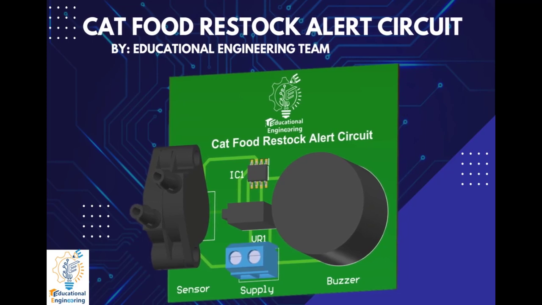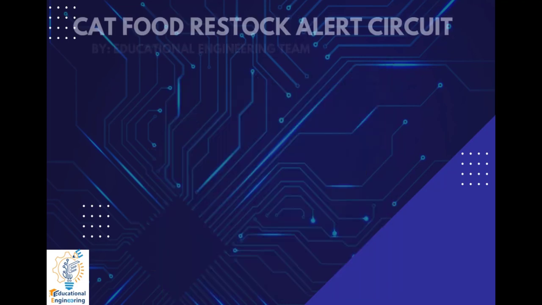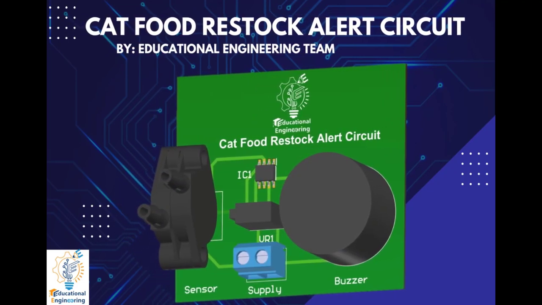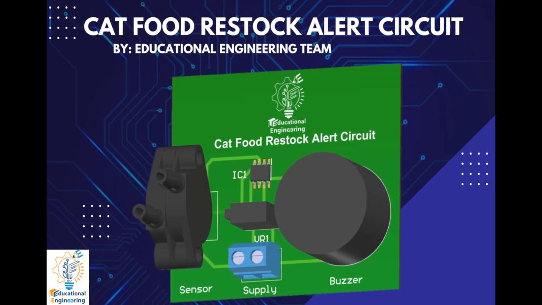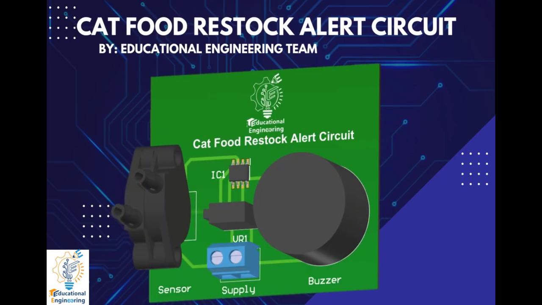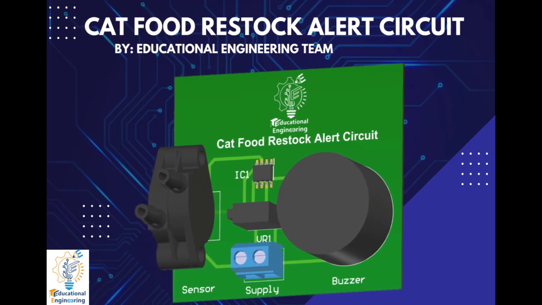Hi, and welcome again to another video. Today, we're gonna learn how to design a Cat Food Restock Alert using Altium Designer. So this board consists of few components suitable for quick projects to build. It includes only an AD820R op-amp IC, a buzzer, a pressure sensor, and a supply.